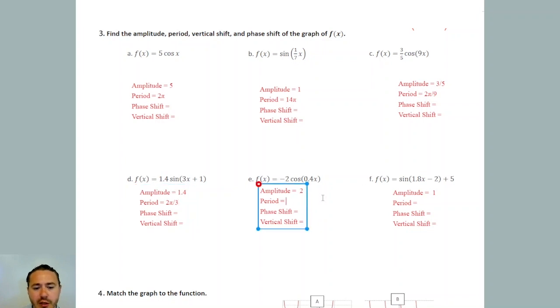For right here we've got 2 pi over 0.4. Okay, so I have to do some mental math here. So 4/10 is equivalent to 2/5. So what we really have here is 2 pi divided by 2/5, which is the same as multiplying by 5/2. So just follow me here. 0.4 is 2/5. If I'm dividing by 2/5, it's the same as multiplying by 5/2. So 2 times 5 is 10, divided by 2 is 5. So our period is going to be 5 pi.